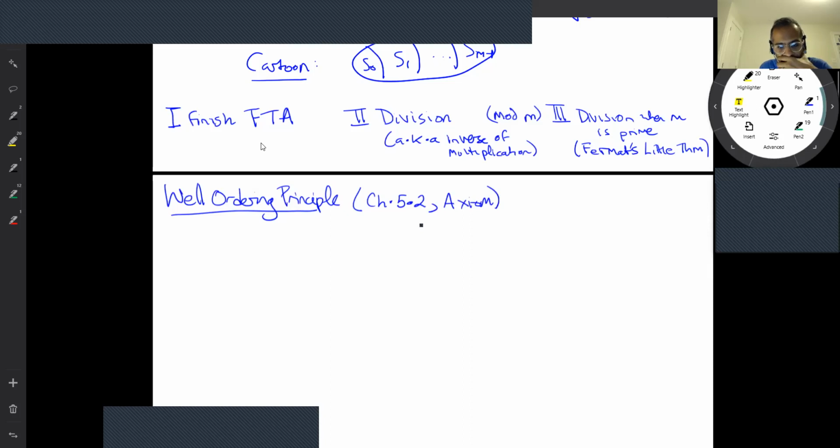And here's what it says. It says that if S is a non-empty subset of the integers, of the positive integers, sorry, then S has a least element.